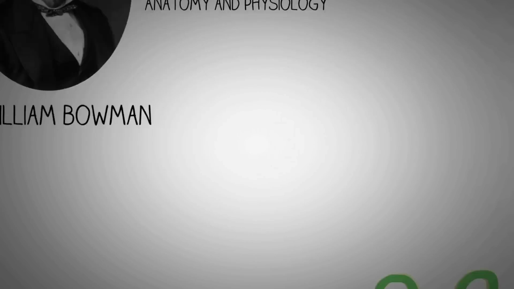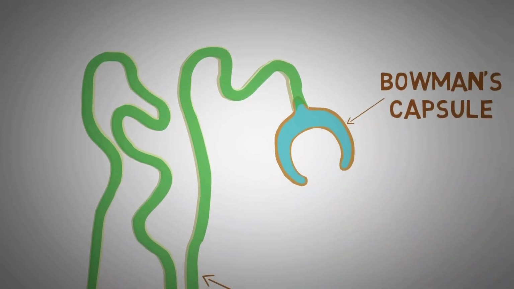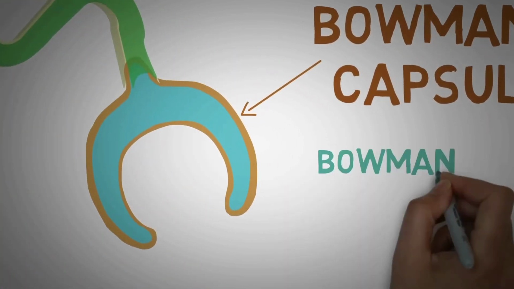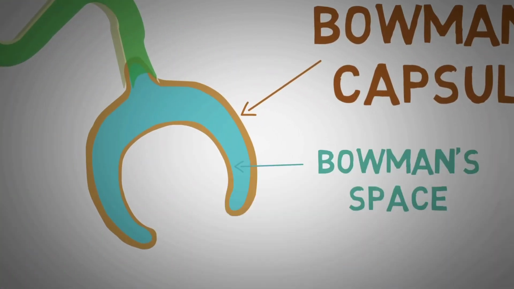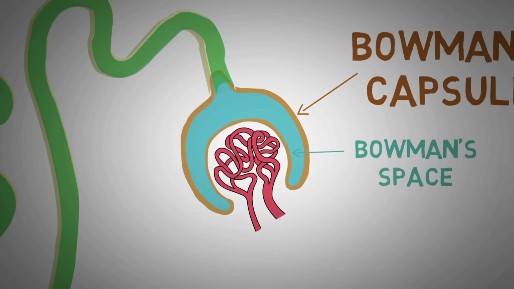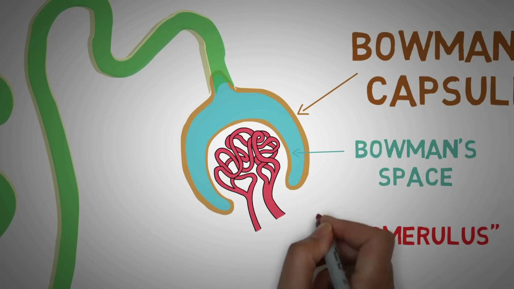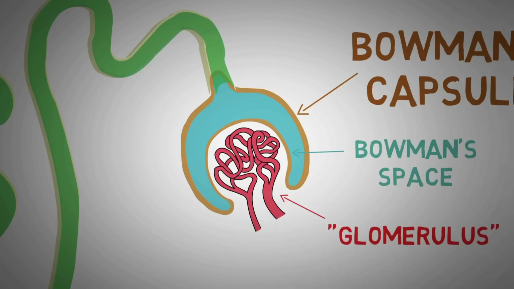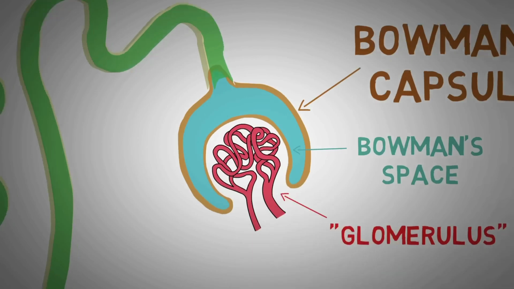So coming back to the nephron, we discussed the cup-shaped structure at one end which is known as the Bowman's capsule. The space inside the Bowman's capsule is known as the Bowman's space. The Bowman's capsule encloses a cluster of blood vessels which is known as the glomerulus. The word glomerulus is derived from the Latin word glomer, meaning a ball of thread. So you can see why this is known as a glomerulus.